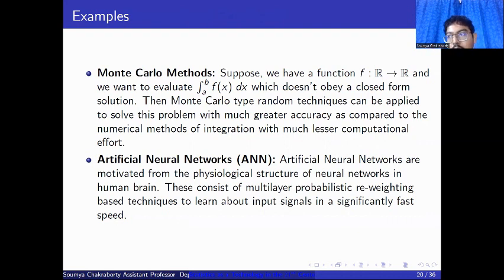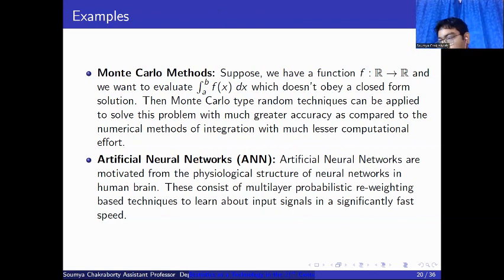So basically, we may also implement some kind of numerical techniques of integration like Simpson's one-third rule or trapezoidal rule. But experiments and theory of Monte Carlo methods have shown that these methods have much more accuracy than those numerical methods. And another thing is artificial neural networks.